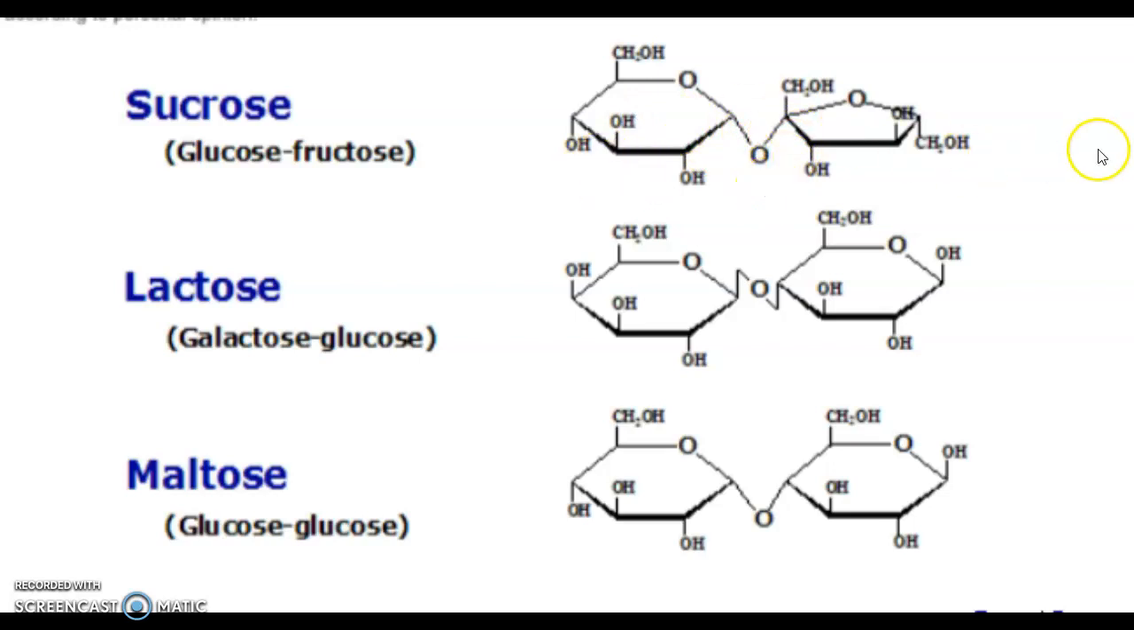So long polymers of sucrose or lactose or maltose can be broken down into their individual components of glucoses and fructoses and galactoses by just adding water, and that will break up all these oxygen bonds here and restore the OH groups to both sides of the individual molecules. Okay, so those are some variations on maltose.